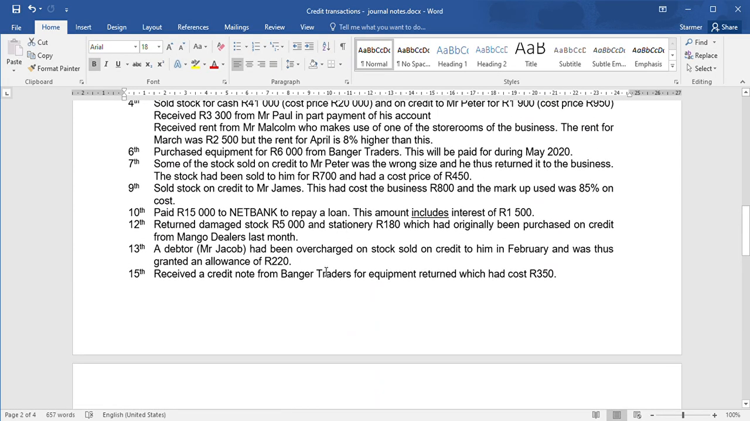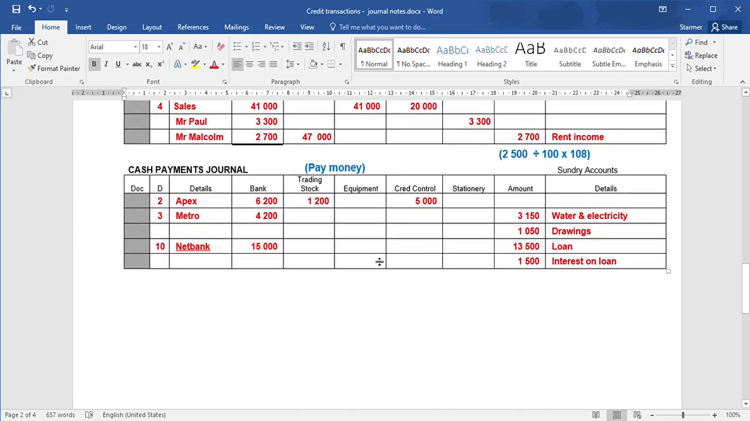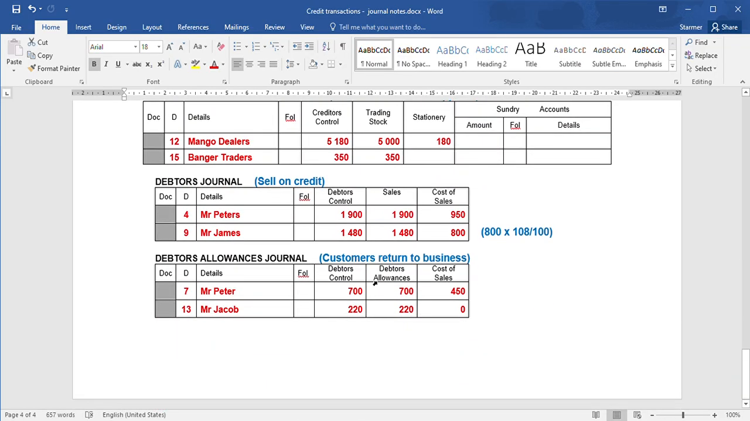A debtor, Mr. Jacob, had been overcharged on stock sold on credit to him in February and was thus granted an allowance of 220. So we're giving a debtor an allowance, so it's going to go in your debtors allowances journal. Please note here that the debtor is not returning stock, so you're not going to have a cost of sales figure because no stock has been returned. You're just going to have the allowance of 220. So in this one, stock was returned, so you reported cost of sales. In this one, there was no stock returned, so that's why that's 0.